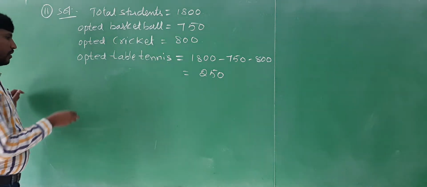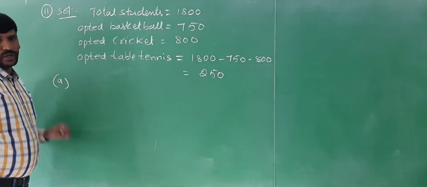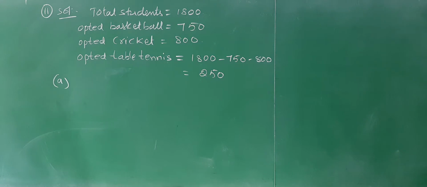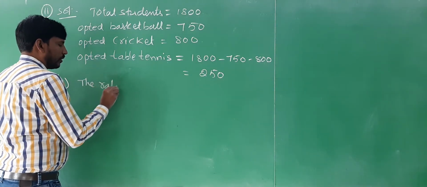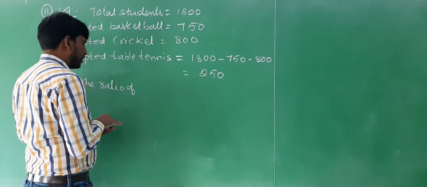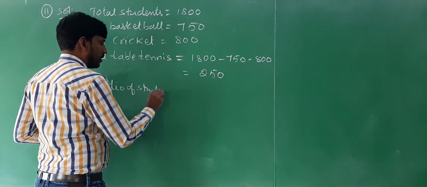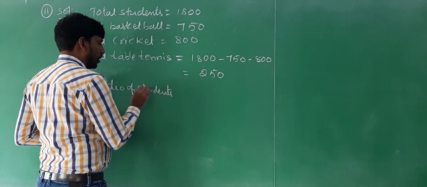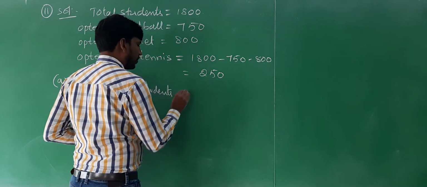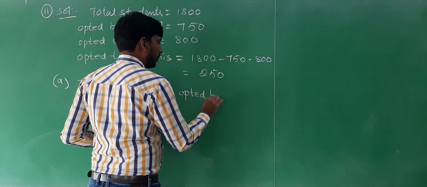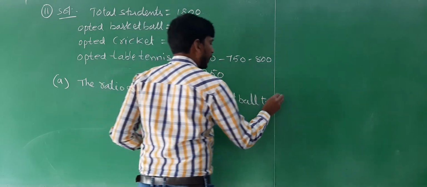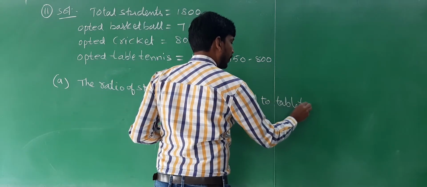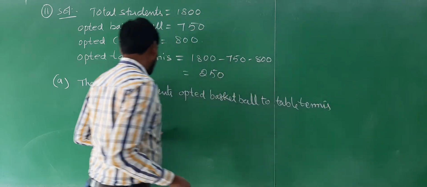Right, children? So now the first bit, A bit, is to find the ratio of basketball and table tennis. The ratio of students who opted basketball to table tennis.